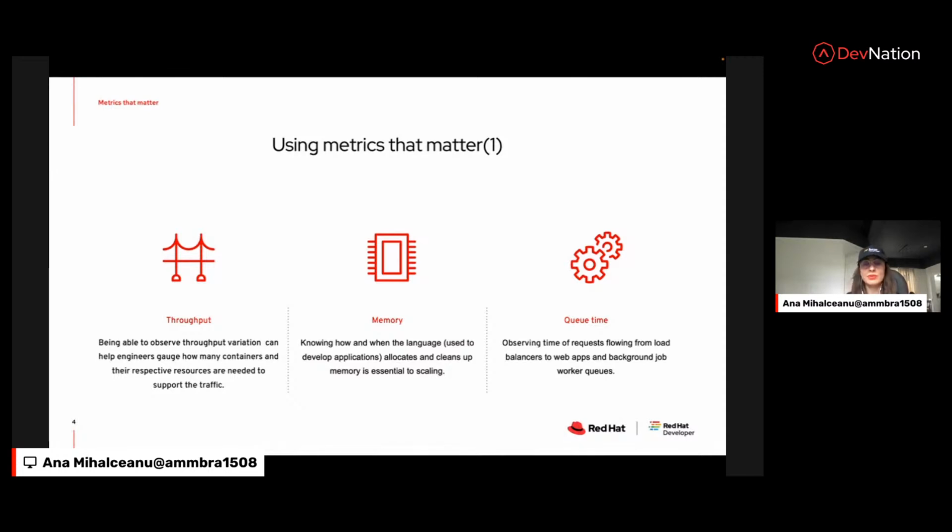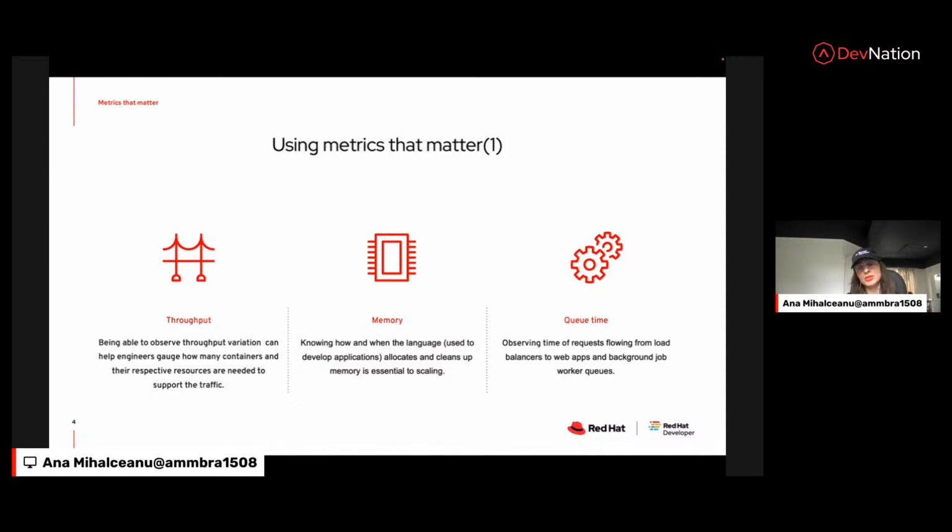And of course, different programming languages allocate memory differently, and that's why it's important to know a little bit about our programming language and how it allocates memory as well. Another important metric is queue time. So it's important to observe how requests are flowing, for example, from load balancers to the web apps, or how the background job worker queues are evolving. So there are a few queues that make it very important for us to look into.